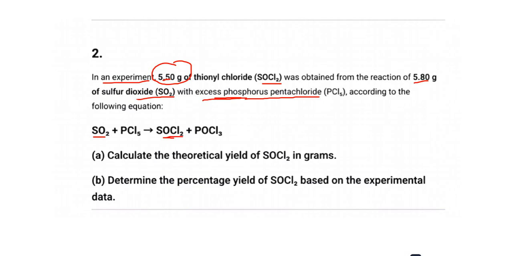So the first thing is to check if your reaction is balanced, and as we can see, the reaction is balanced. So how are we going to calculate the theoretical yield of this SOCl2? We are going to take the molar ratio of the moles of sulfur dioxide to the moles of this, so let's calculate the moles of sulfur dioxide first. So I'll go on this page here. We're calculating the theoretical yield of this in grams.